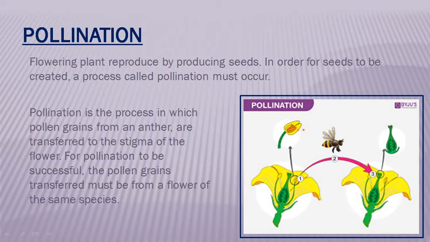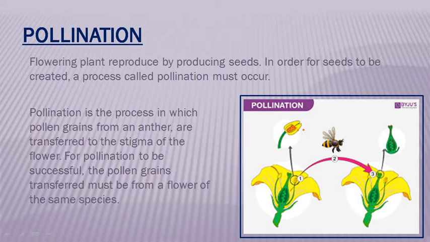This process is known as pollination, and after this pollination only, the pollen grain fuses with the ovule, and that makes the fruit and converts ovules into seed. So for the formation of seed, pollination is very important. For pollination, pollens have to reach from the anther to the stigma. So this transfer of pollen from anther to stigma is known as pollination.